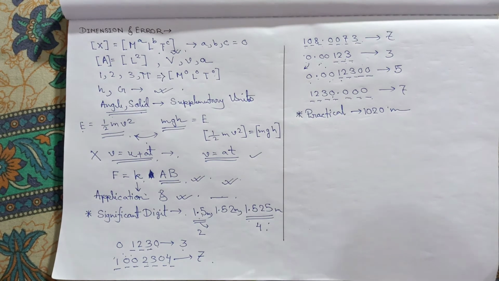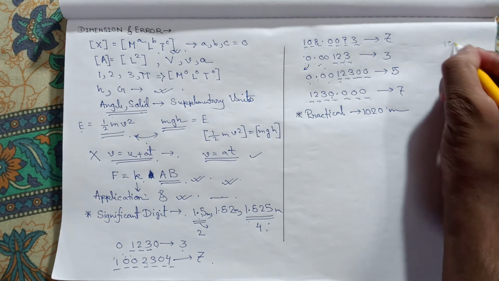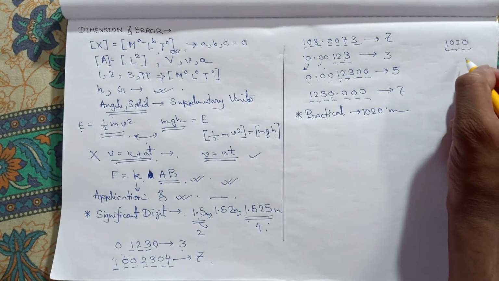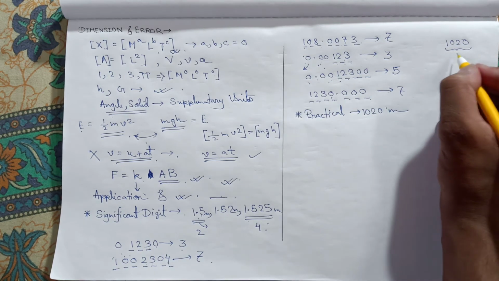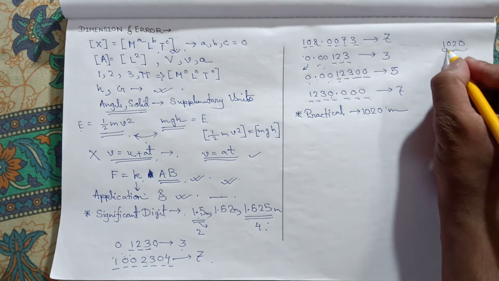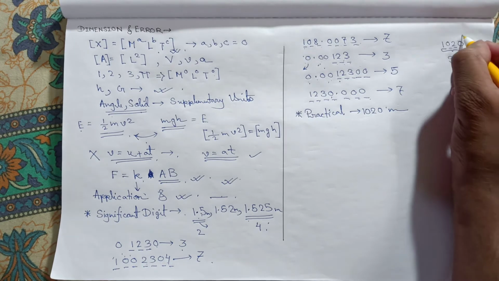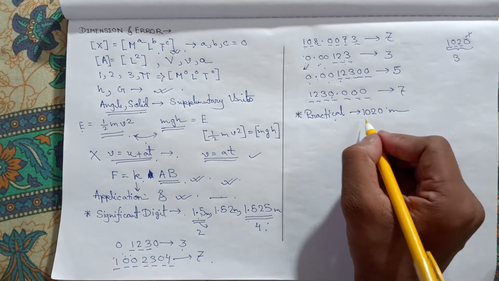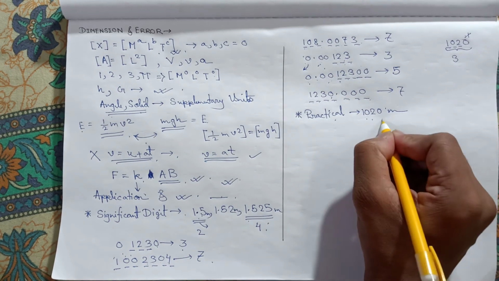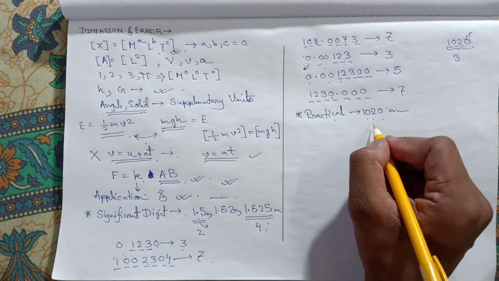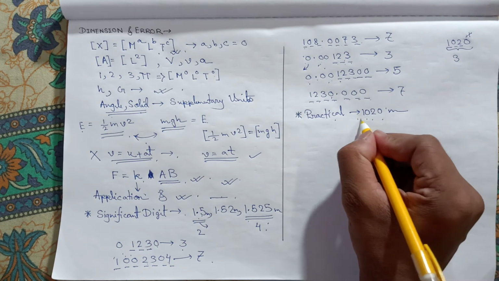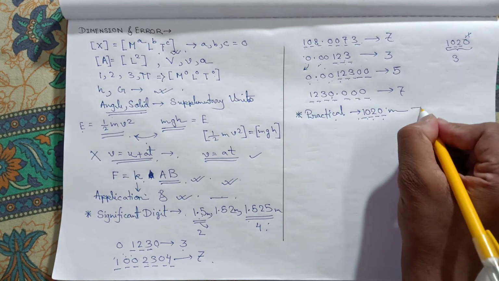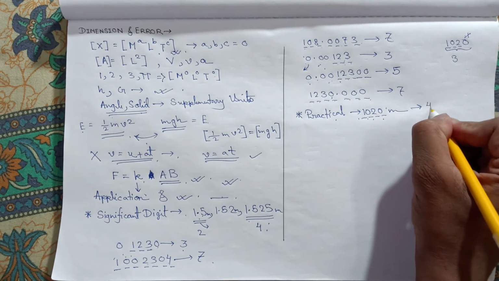If you are given 1020 and asked to find the number of significant figures, then you will say the number of significant figures will be 3, because this 0 is not significant. But as it comes from a practical experiment, you cannot change it. Then you have to consider all of the figures, whether they are 0 or non-zero, they all are significant. So the number of significant figures here is 4.